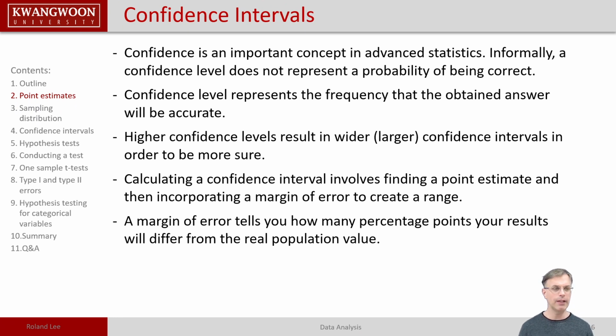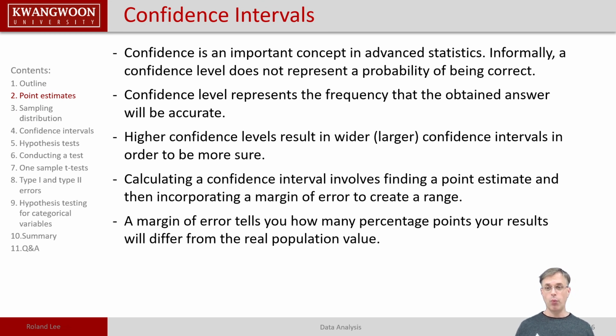Now, calculating a confidence interval includes finding a point estimate and then incorporating a margin of error to create a range. The margin of error is a value that represents our certainty that our point estimate is accurate, and is based on our desired confidence level, the variance of the data, and how big our sample is.